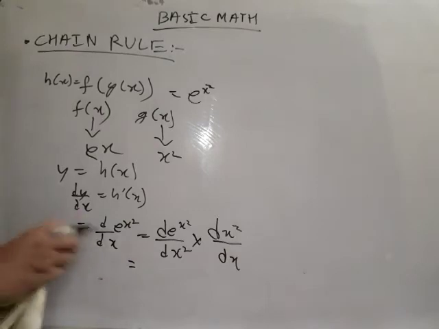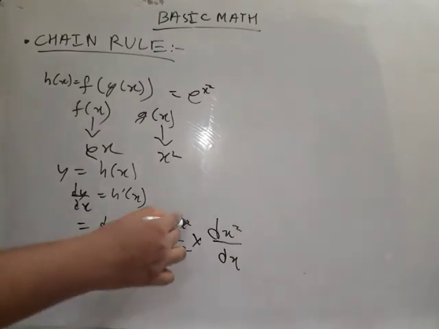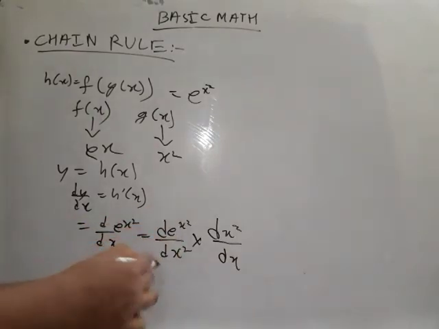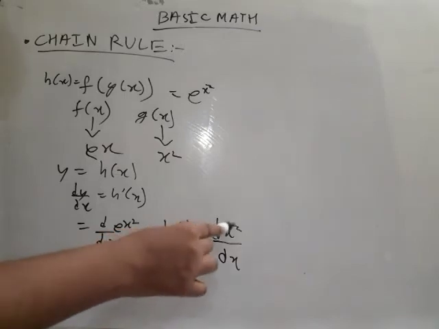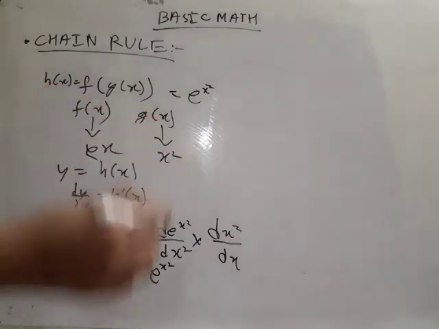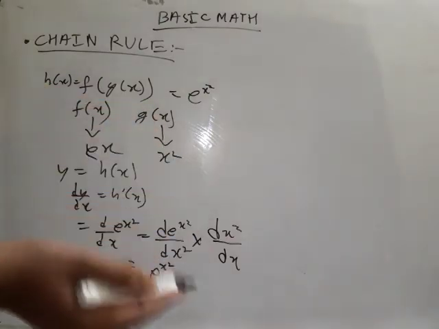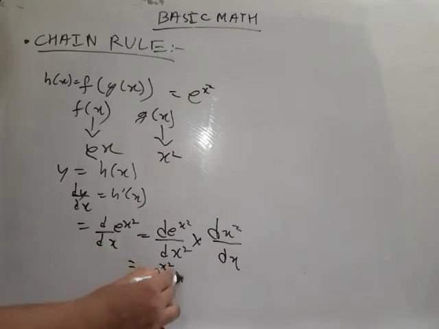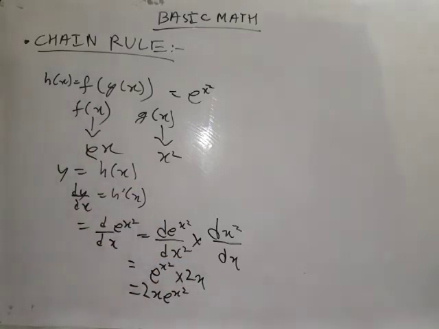Similarly here also, d(e to the power x square) by d(x square). So what does it imply? It is e to the power x square multiplied by d(x to the power 2) by dx. So what is d/dx of x to the power n? That is n x to the power n minus 1, meaning 2 into x to the power 2 minus 1, that is 2x. So you multiply it by 2x. So the result comes out to be 2x e to the power x square. Okay, so this is called chain rule.